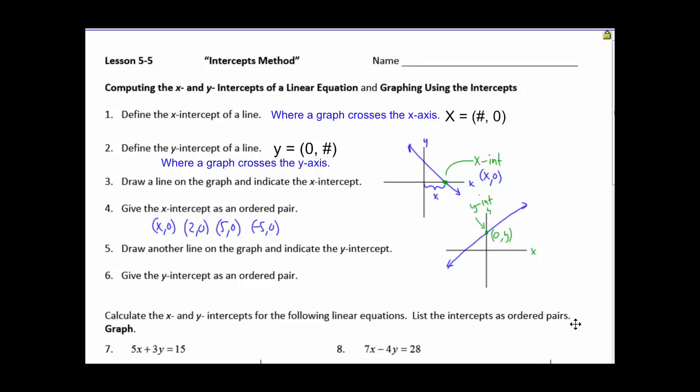Some ordered pairs we could put there are, instead of 0 comma y, 0 comma 2, 0 comma 4, 0 comma 100. If we went down, it would be 0 comma negative 5. Notice each one of those has a 0 for x. So those are x and y intercepts.